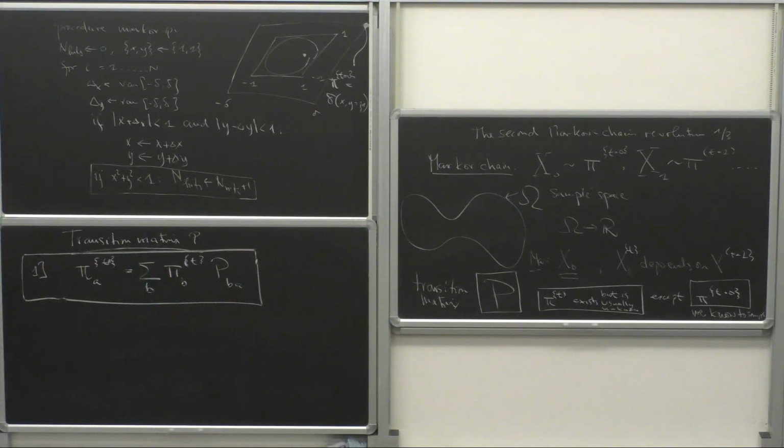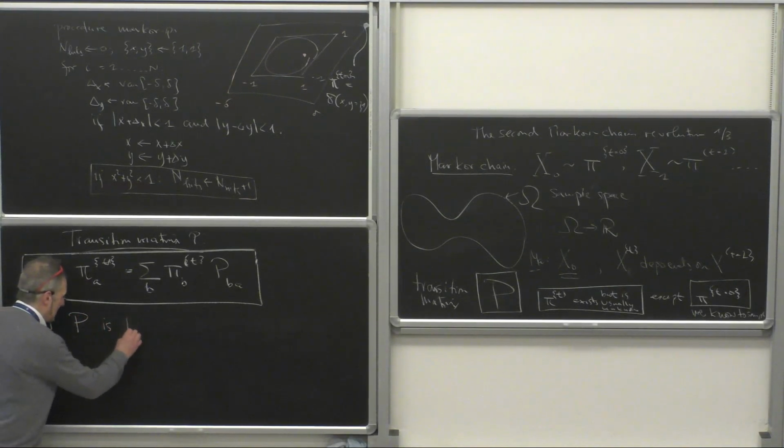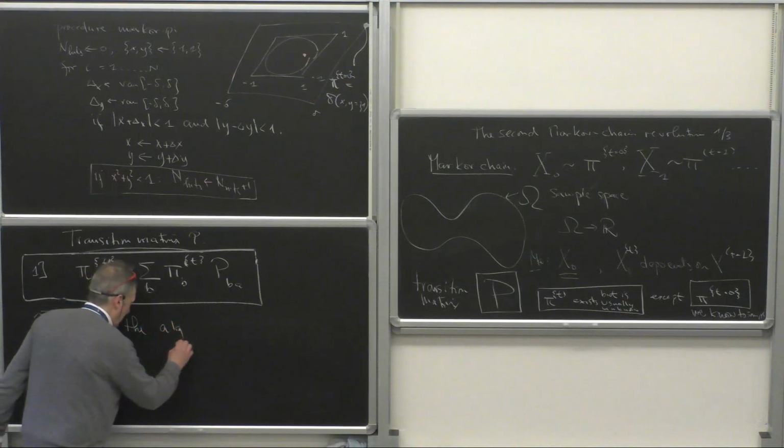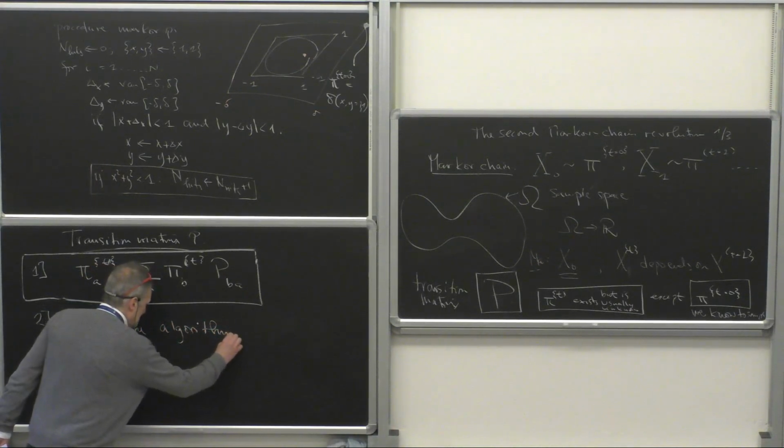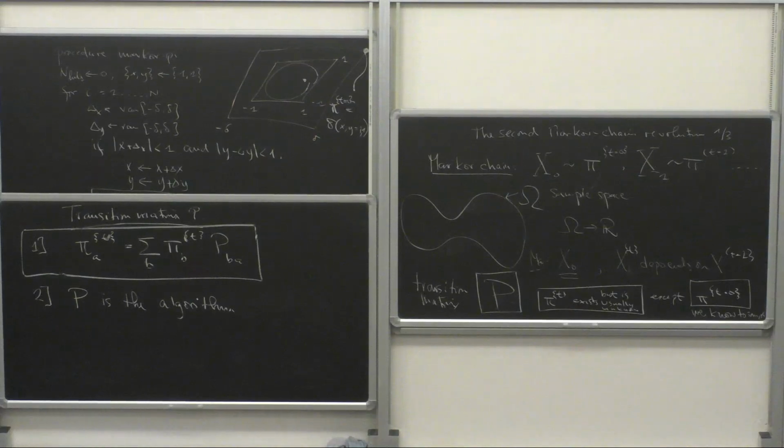But I told you that we don't know. We know pi at t equals 0, but for us it's too complicated a job to compute pi of t at t equals 1, 2, 3, 4, 5. So this is kind of abstract. And the second thing is P is the algorithm. So let me spend 5 minutes on this and explain the algorithm.